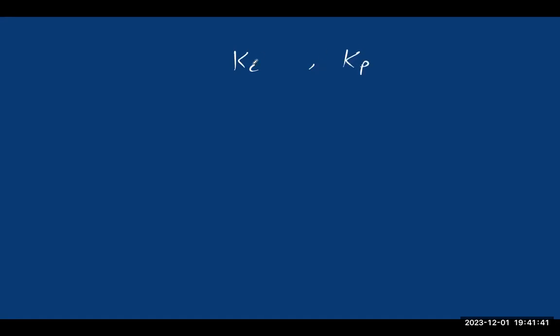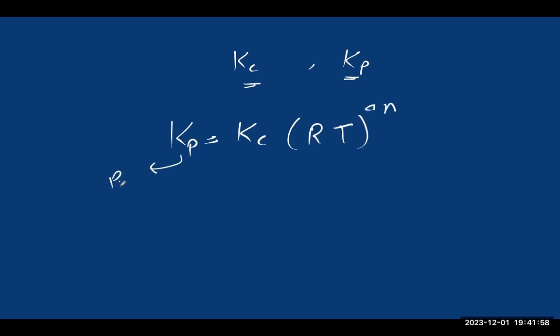We said that both are equilibrium constants, but one uses concentration and the other uses pressure. And we have a relation between them: Kp equals Kc times RT to the power of delta N. This is the equilibrium constant by pressure, and this is the equilibrium constant by concentration.